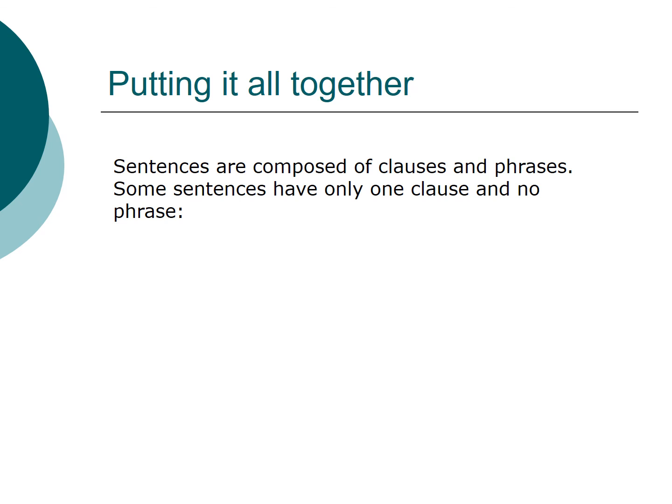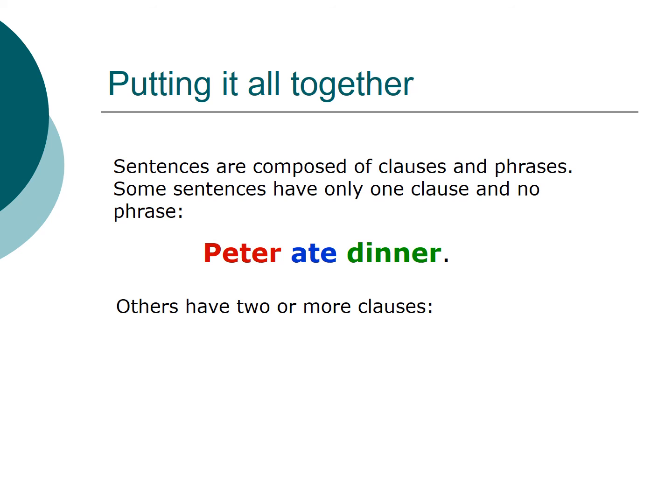We have to say that sentences are composed of clauses and phrases. Some sentences have only one clause and no phrase. For example, Peter ate dinner. So it has only one clause. I don't have a phrase here.